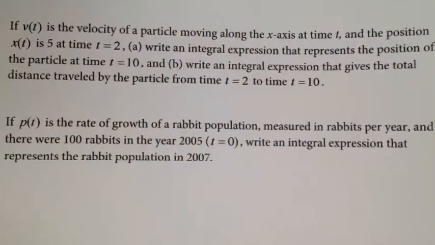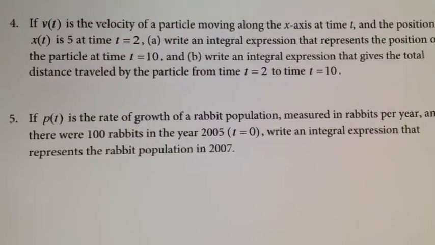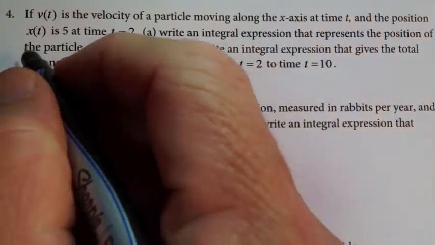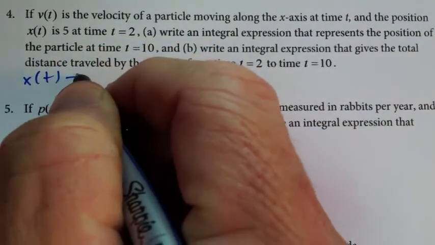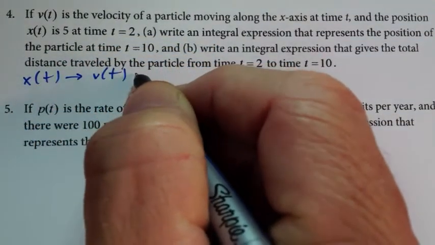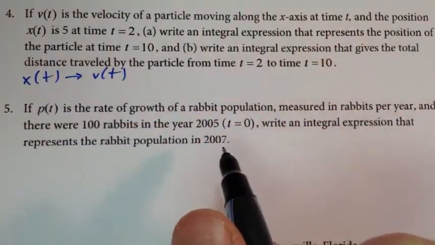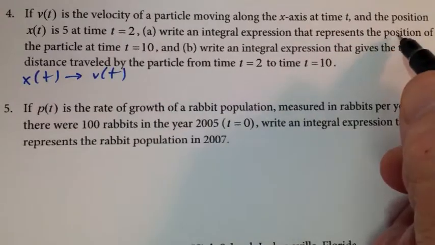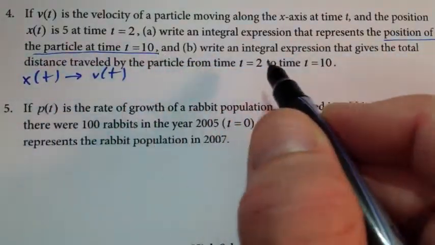Okay. Now here's where it really gets fun. Here's number 4. The velocity of a particle moving along the x-axis at time t. So the position x of t is 5 at time t equals 2. So if you remember, we have position and then velocity and then acceleration, but we're not talking about the acceleration right now. So the integral expression that represents the position of the particle at time t equals 10.